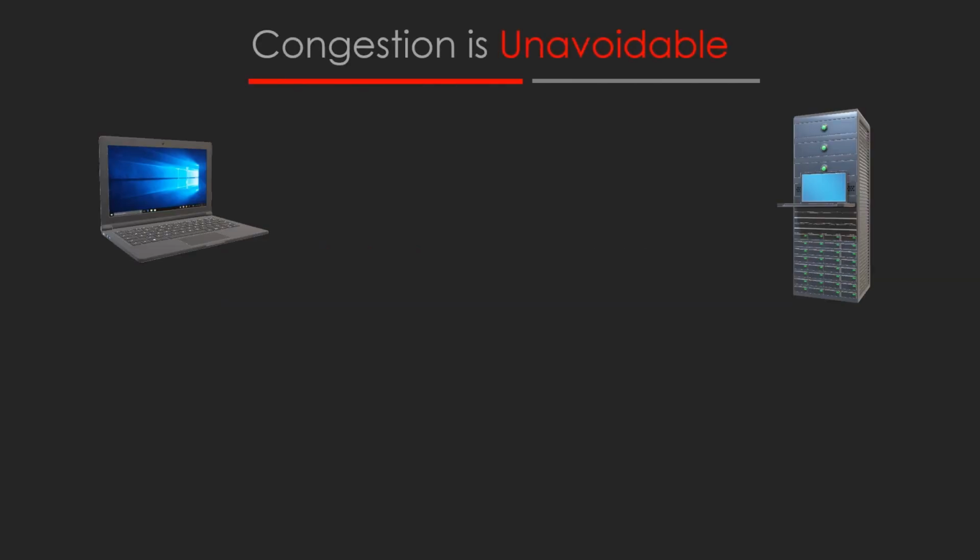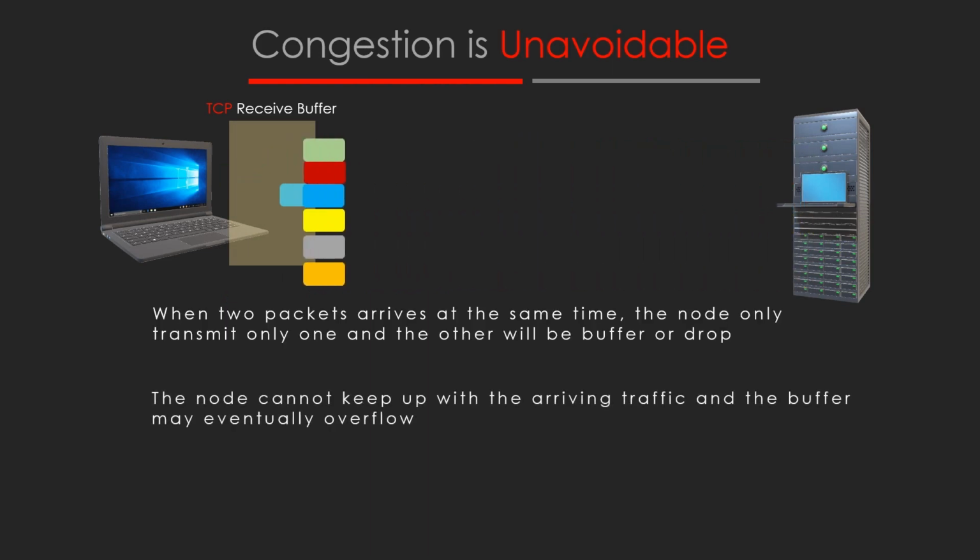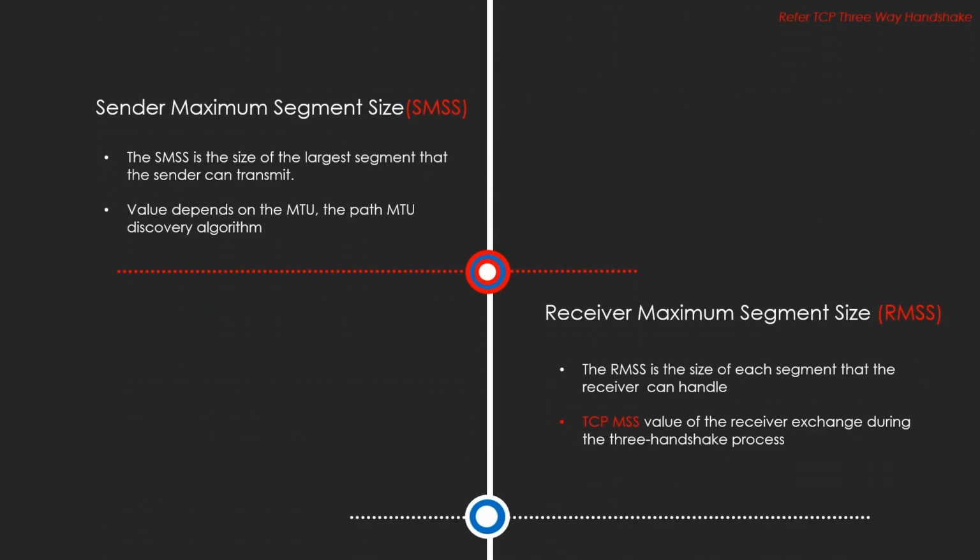Congestion is unavoidable. When two packets arrive at the same time, the node can transmit only one packet and the other packet will get dropped or buffered. Similarly, when too many packets are transmitted and the node cannot keep up with the arriving traffic, the buffer may eventually overflow. Here we will understand the terminology which will be used in our future references.